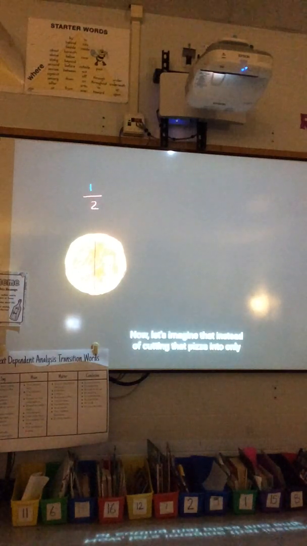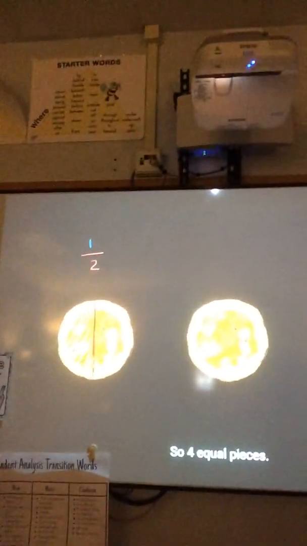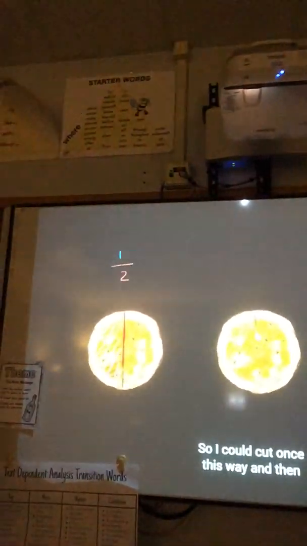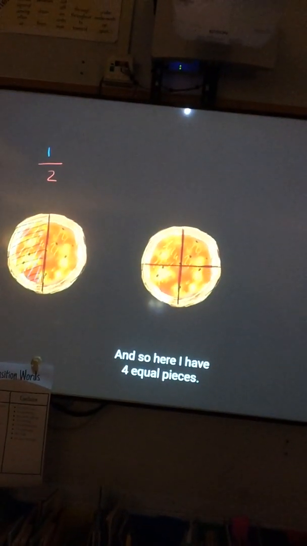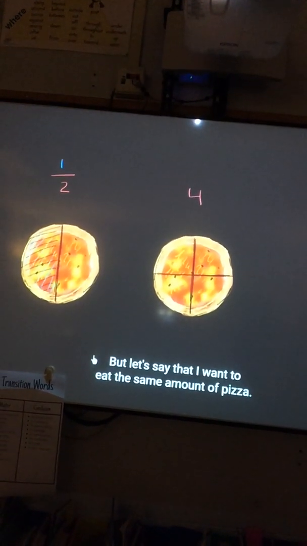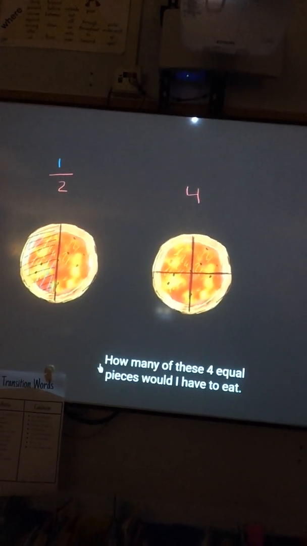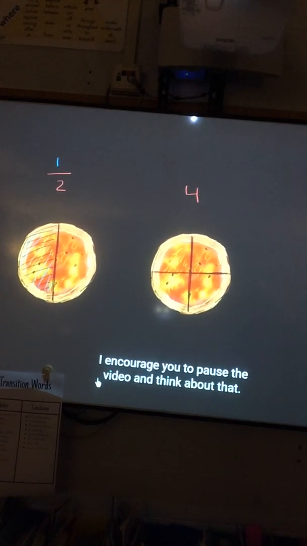Now let's imagine that instead of cutting that pizza into only 2 equal pieces, let's imagine instead that I decided to cut it into 4 equal pieces. So let's draw that. So 4 equal pieces. So I could cut it once this way, and then I could cut it once this way. And so here I have 4 equal pieces. But let's say that I want to eat the same amount of pizza. How many of these 4 equal pieces would I have to eat? I encourage you to pause the video and think about that.